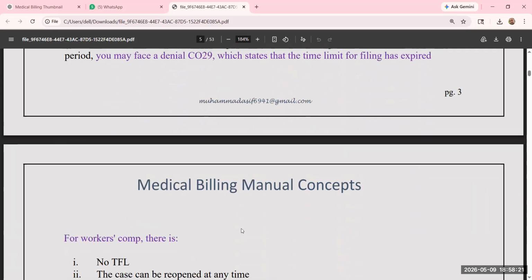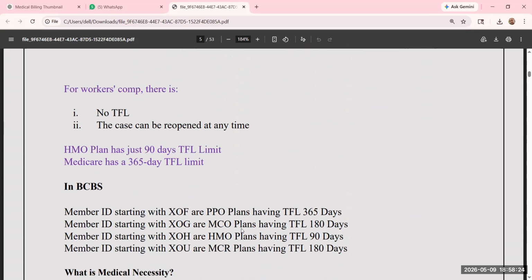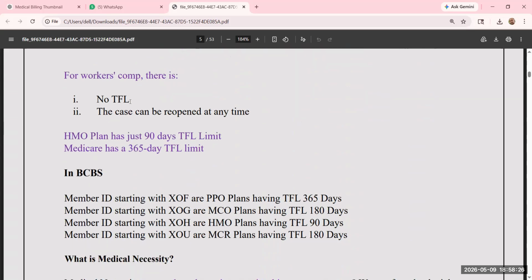Next point: for worker compensation, there is no TLF. The note says that for worker compensation, a time limit for filing is not required and the case can be responded to at any time, because sometimes the patient is ill and not able to provide the documents, so the time limit may be extended. HMO plans have just a 90-day time limit, so if the plan is HMO, the timely filing limit is only 90 days.